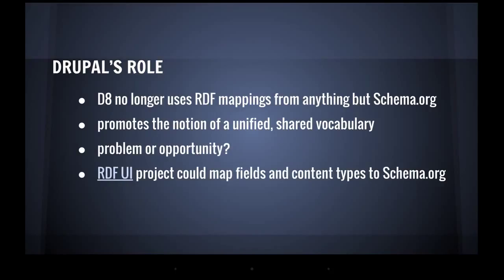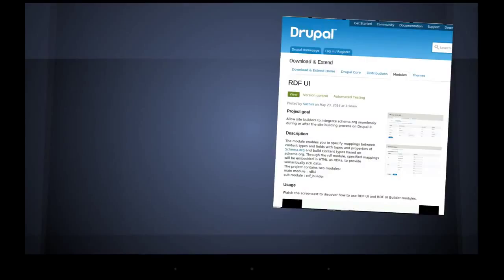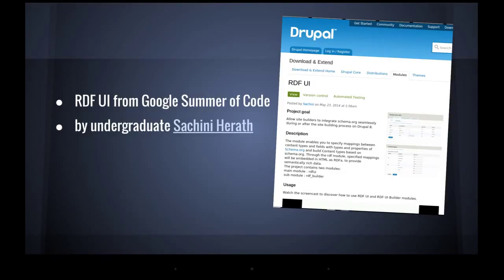I don't know. There is a project you may have heard about called RDF UI, a user interface, that could map fields and content types to schema.org from within Drupal. And did you know that, here it is, it was a Google Summer of Code project by an undergraduate now. I think she was still in high school. Her name is Sachin Hara, and that's her page. If anyone is interested, she also has another one that can automatically generate content based on those parameters. So I guess it works both directions, but to think that we could have a user interface written by a high schooler is inspiring, to say the least.